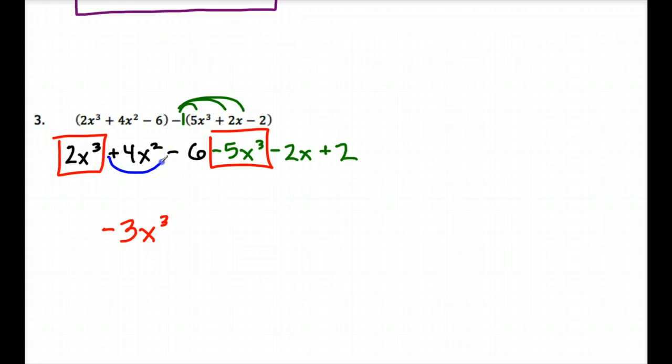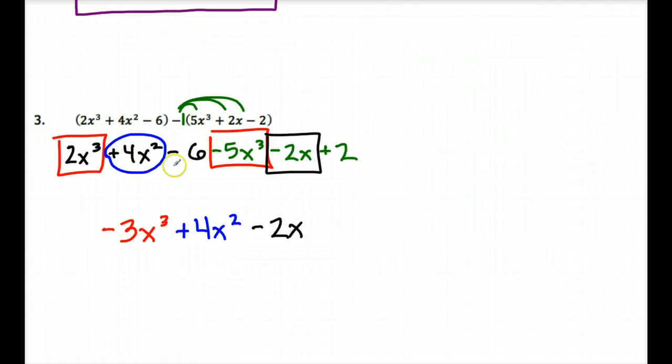Then I have a positive 4x squared that I really can't combine with anything. Okay, over here I have a negative 2x. You can't combine that with 4x squared, so that just means I bring the 4x squared down. Same thing with my minus 2x. There are no like terms that go along with this, so I bring it down as well. And then finally, my negative 6 can be combined with my positive 2 to give me negative 4.